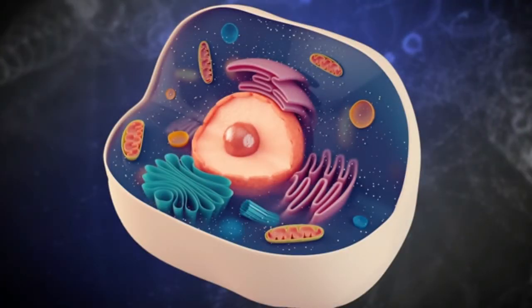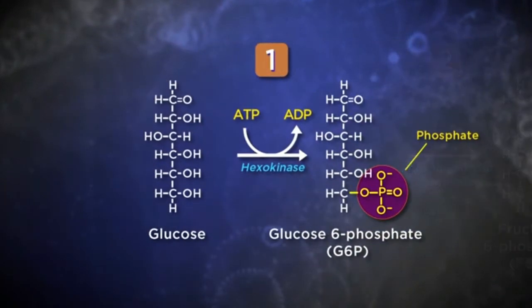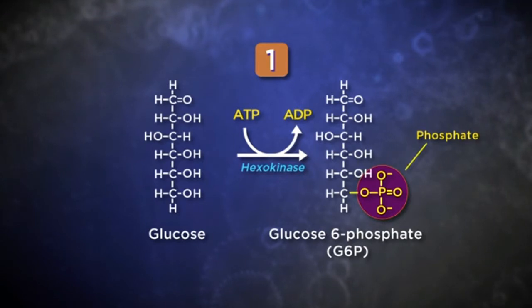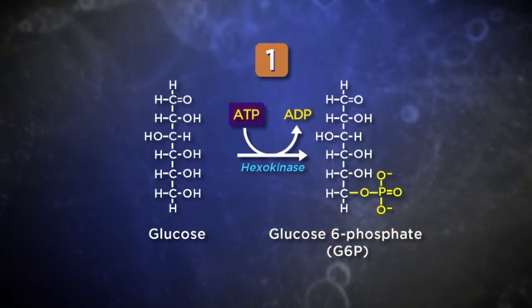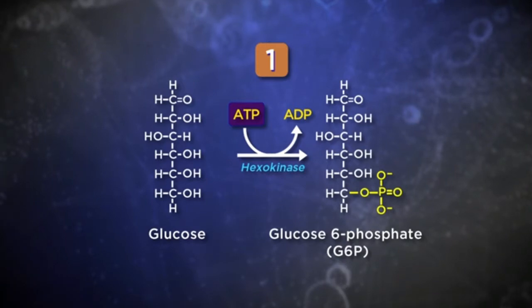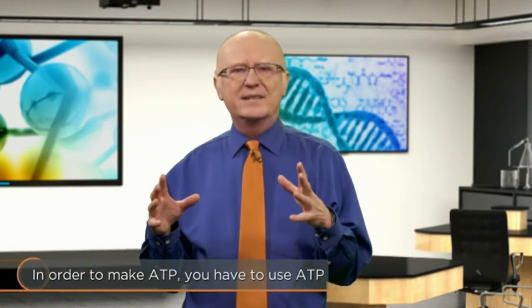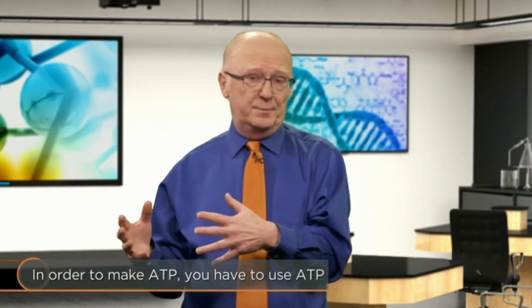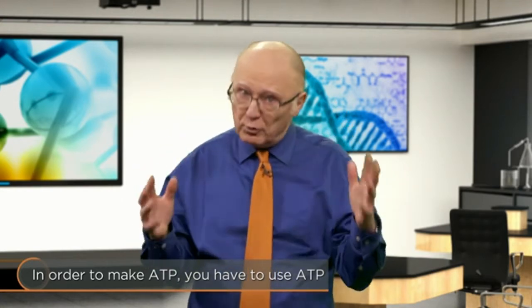The process all starts in the cytoplasm. In the first reaction, a phosphate from ATP is transferred onto carbon 6 of glucose to create a molecule known as glucose 6-phosphate, or G6P. This reaction requires ATP instead of producing it. Now, the expenditure of ATP energy to start glycolysis is sometimes compared to priming a pump. That is, to make ATP, we have to use some ATP. For cells, ATP is an investment strategy. It will pay dividends later.